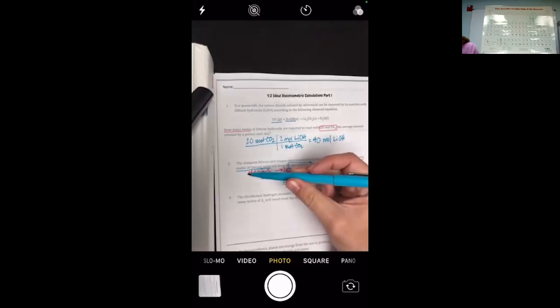And I'm going to go from moles of lithium to moles of the lithium oxide. So looking at my equation, I have 4 moles of lithium, 2 moles of lithium oxide. 2 times 2 is 4, divided by 4 is equal to 1 mole of lithium oxide. Okay, so I can't see all of that, but I wrote out the formula.